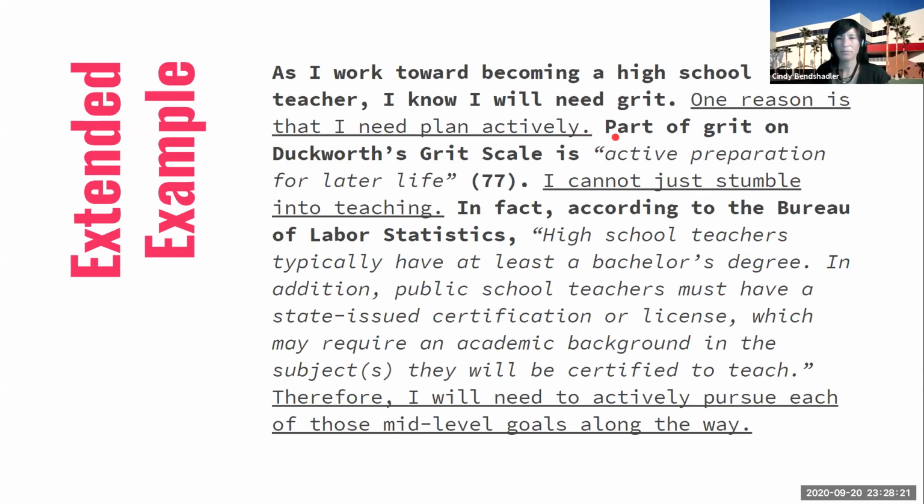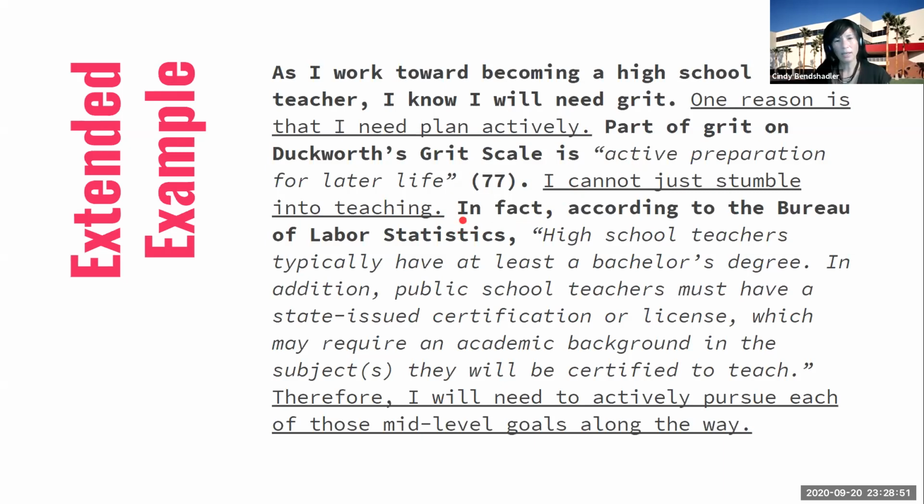Now I have the integration of the quote. Part of grit on Duckworth's grit scale is, so I'm embedding here, quote, active preparation for later in life, 77. So I've added my citation here, okay? And then I have my commentary. I cannot just stumble into teaching. So I need that active preparation.